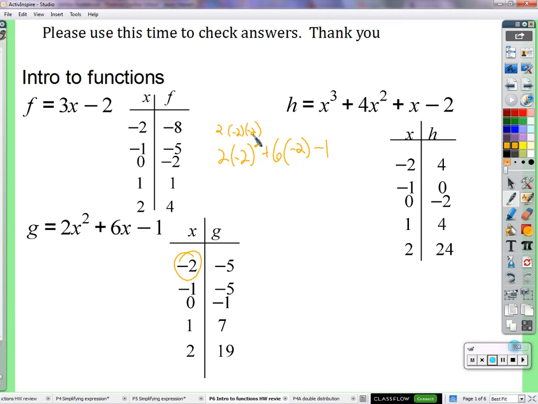And -2 times -2 is what? +4. Negative times negative is positive. So we have 2 times 4. That's 8. And 6 times -2, I'm going to add whatever that is. -12. Add -12. Then -1. 8 minus 12 is -4, minus 1 is -5.